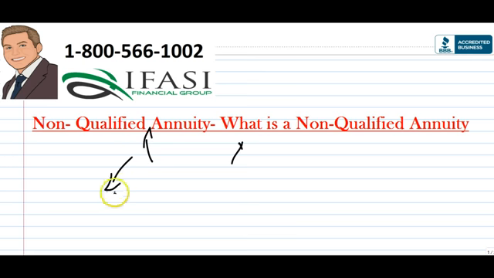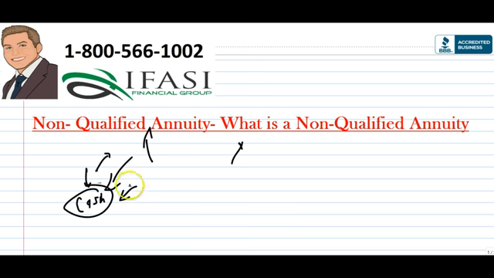A non-qualified annuity might be something like cash accounts. It might be mutual funds, something that you've already paid taxes on. Like if you sold a house and you paid taxes on whatever that gain was, and now you have this lump sum of cash that's sitting there, and you want to throw it into a non-qualified annuity. That's what you do. You put it in a non-qualified annuity.